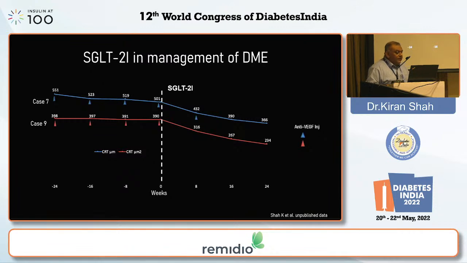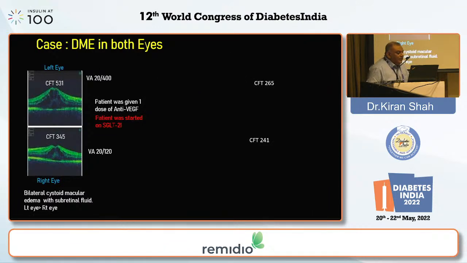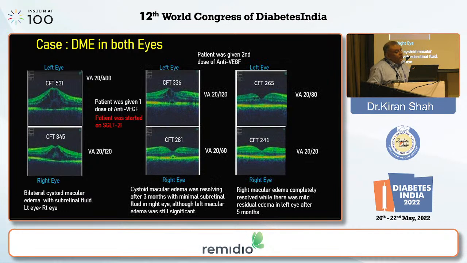So let's see. This is one of the cases, diabetic macular edema in both the eyes. We did use an SGLT2 inhibitor. You can see subsequently on the left hand side, the left eye did get a second injection, but the right eye actually showed dramatic improvement, and there is complete resolution of edema in both the eyes over a period of 5 months.